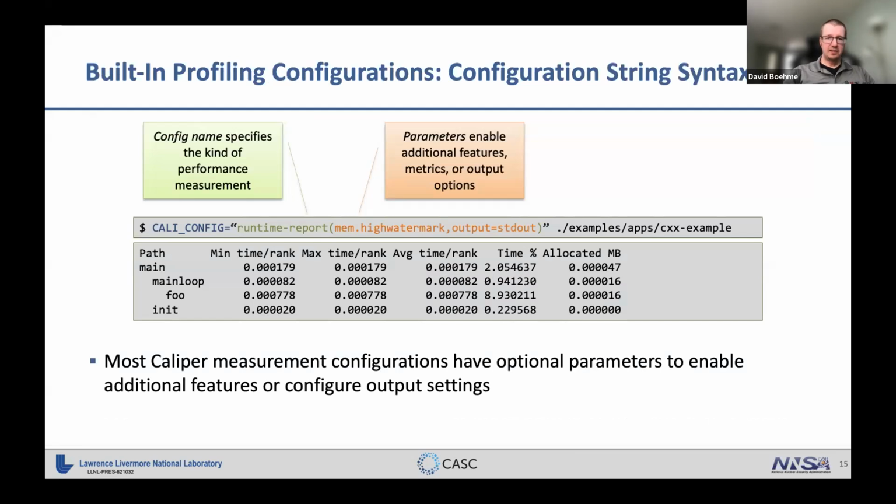A lot of these configurations can actually take additional parameters, and they enable additional features, like additional metrics that you can include, or select output options. For example, you can redirect things into a file. In the example here, you see the runtime report again, this time with a couple more parameters, where we're adding the mem.highwatermark metric and writing the output into, well, stdout in this case. The help function also gives you more information as to which of these parameters are available for each profiling configuration.